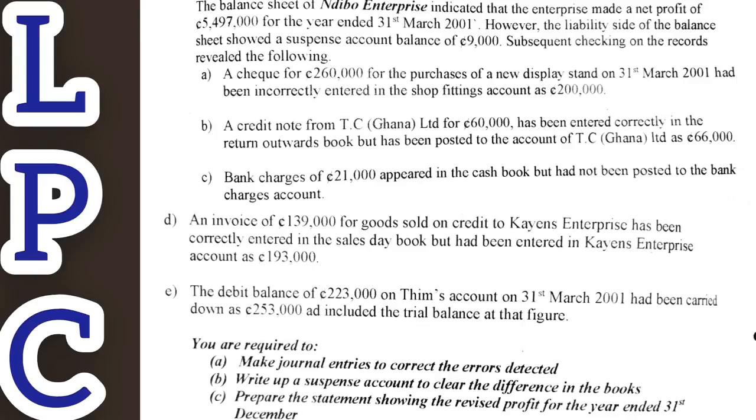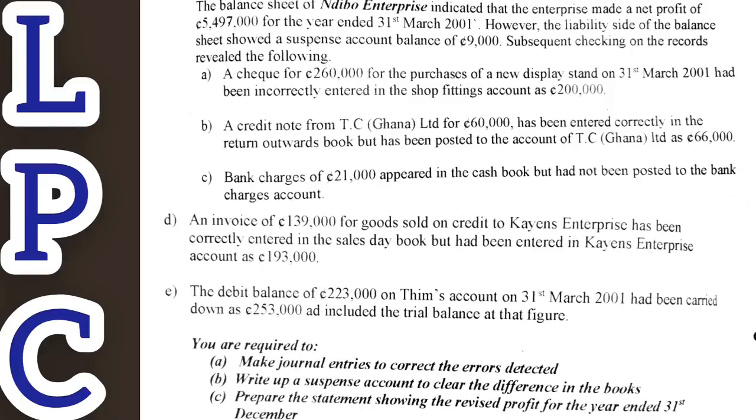An invoice of 139,000 for goods sold on credit to Kenyan's Enterprise had been correctly entered in the sales book but had been entered in the Kenyan's Enterprise account as 193,000 cedis. Last transaction. The debit balance of 223,000 on Team's account on 31st March 2001 had been carried down as 253,000 and included in the trial balance at that figure. So that is what has actually been done.